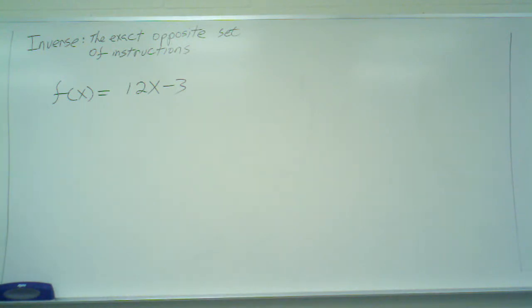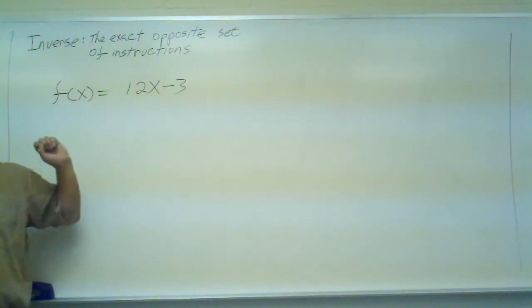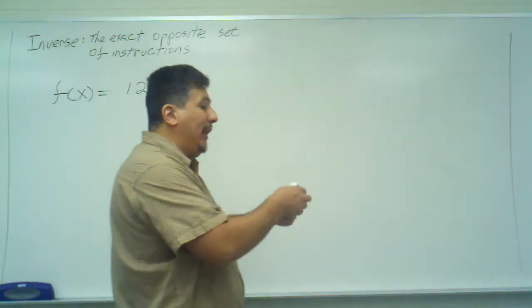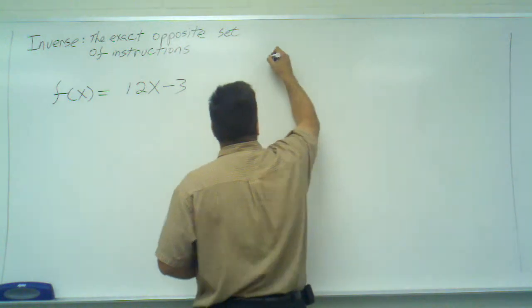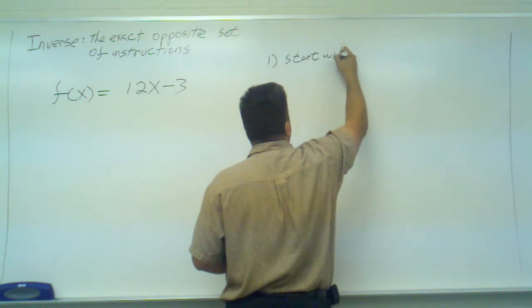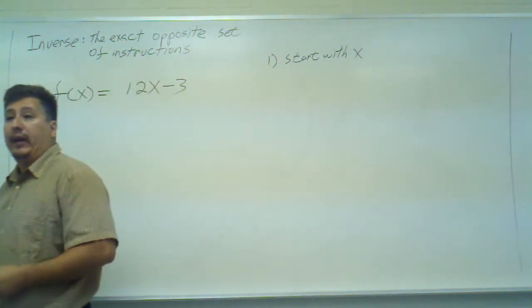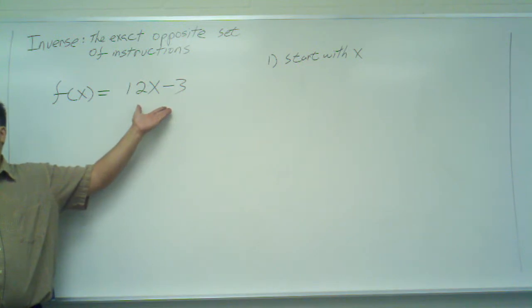Now, this formula tells me specifically how to start with an x value and how to end with a y value. So, I'm going to write out the steps. For function f, step 1 is you start with an input. We'll call that input x. Everyone okay with that?